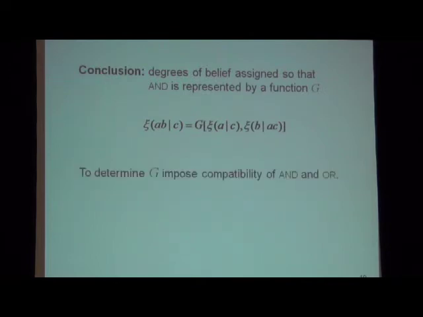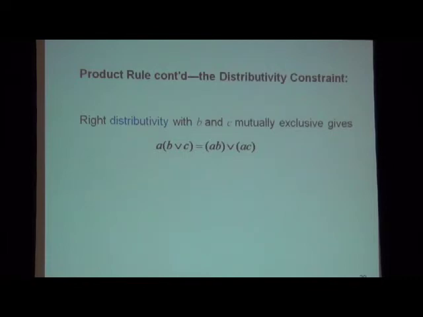That's all. Now, to determine what G is, what I'm going to do here is something different from what Cox did. He used negation. We're not using negation here. What we're going to use is the fact that AND and OR satisfy certain properties that come from your Boolean logic. So we're going to use, again, consistency, requiring that whatever G we have for AND, it should be compatible with the F that we had for OR, which was the sum rule. So what we're going to use here is distributivity. This is different from what Cox did. Right, distributivity of B and C when B and C are mutually exclusive means the following. A and (B or C) is supposed to be (A and B) or (A and C). And so if we apply the function G to this, we get a functional equation of this kind.